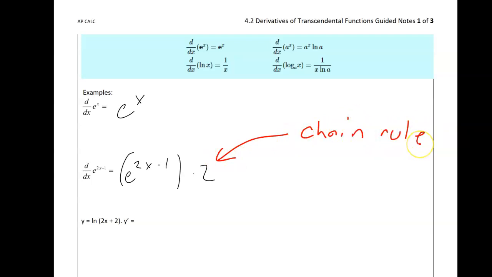So we're going to continue to practice chain rule throughout this because anytime we have a function within a function, so here my inside function is 2x minus 1, it's inside e to the x, we're going to use chain rule.